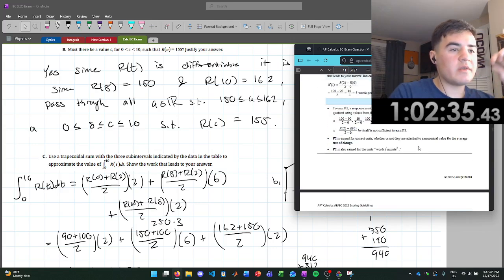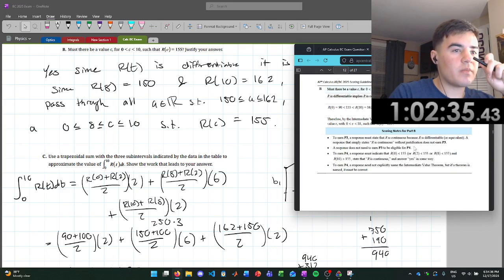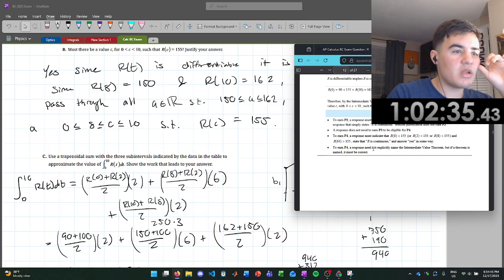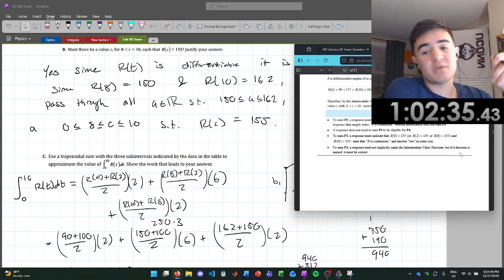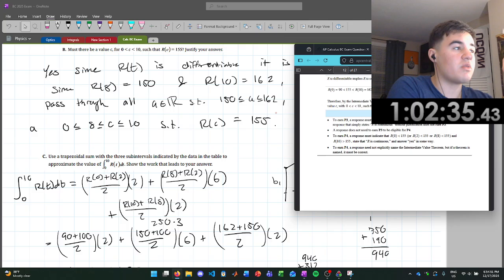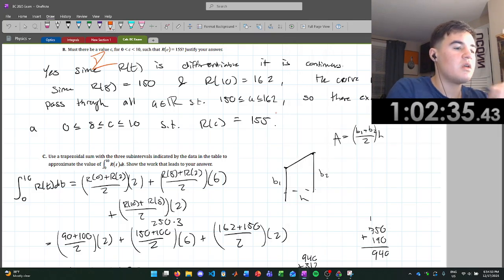Is it intermediate value problem? Let's find out. Differentiable implies continuous. Answer with justification. Intermediate value theorem. You don't need to actually include intermediate value theorem, I don't think. Let's see. Does not need to explain the intermediate value theorem, but if you name a theorem, it must be correct. So I didn't name a theorem, but I also didn't say the wrong one. So that's 2 points, I think.